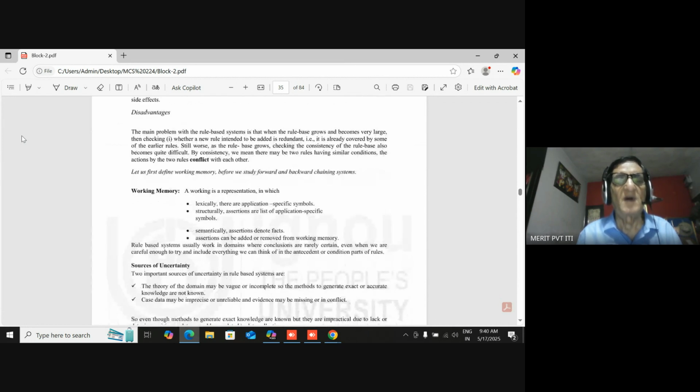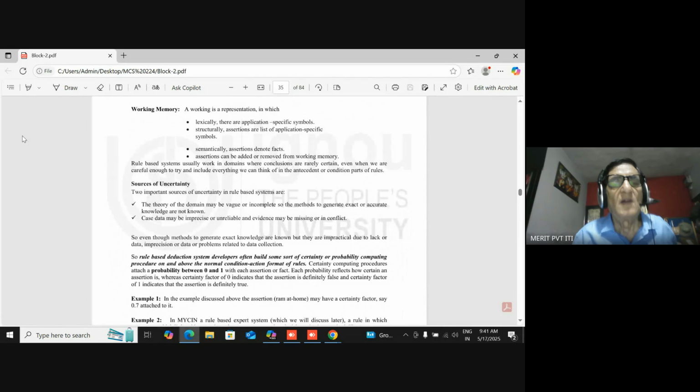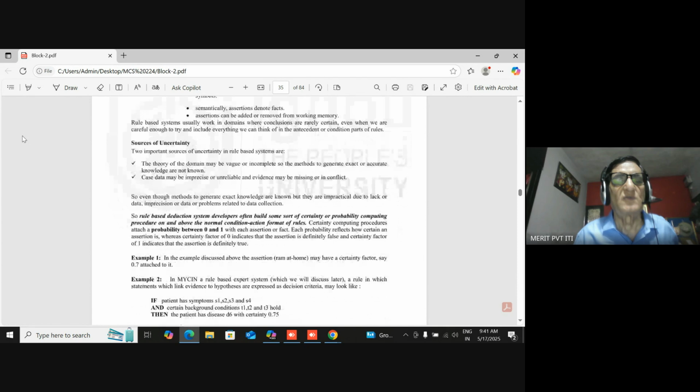Disadvantage: the main problem with the rule based system is that when the rule base grows and becomes very large, checking whether a new rule intended to be added is redundant becomes very difficult and all that. Let's first define working memory before we study forward and backward chaining. Working memory is a representation which lexically has application specific symbols, structurally is an assertion or list of application specific symbols, semantically an assertion denotes facts, and so on and so forth.